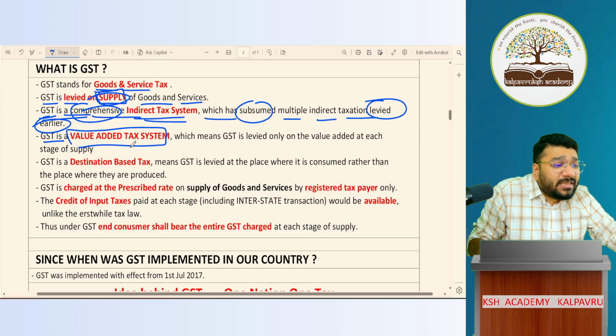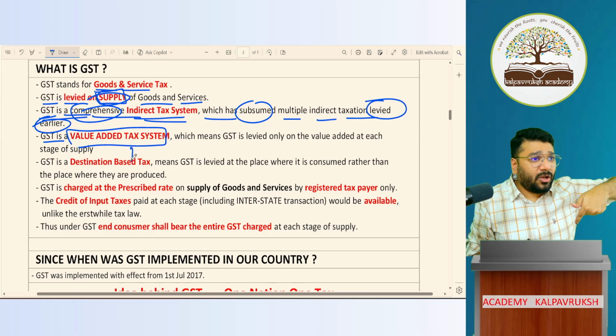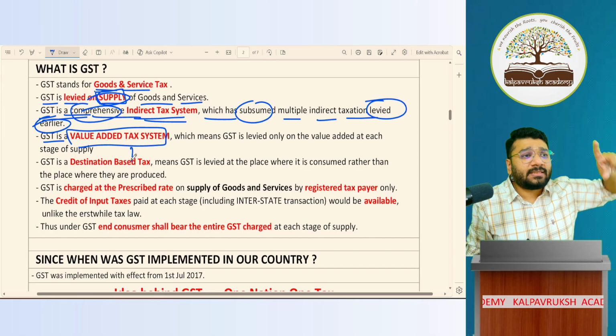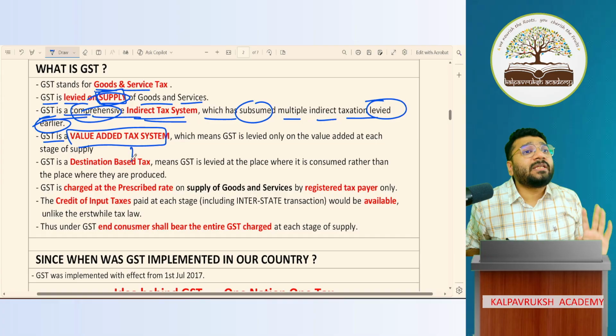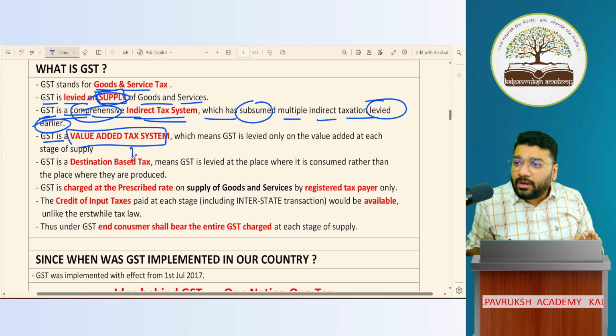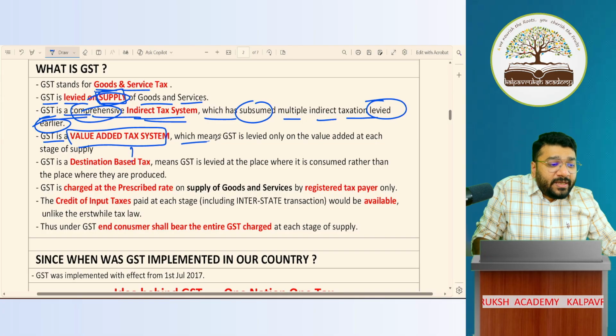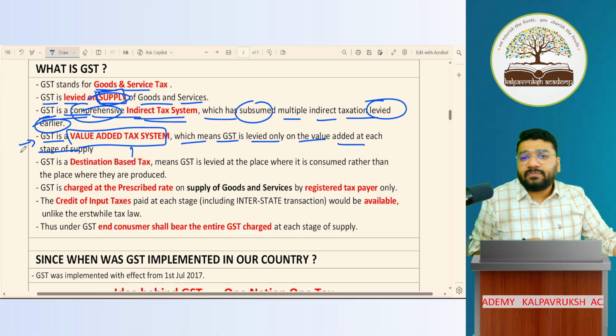Now the question is, sir, what is the meaning of this? I cannot tell that right now. Give me half an hour to 40 minutes. I'll give one more example. In that, I'll prove to you what is the meaning of value added tax system. Okay, not okay? Which means GST is levied on the value added at each stage of supply. This point I've kept pending.